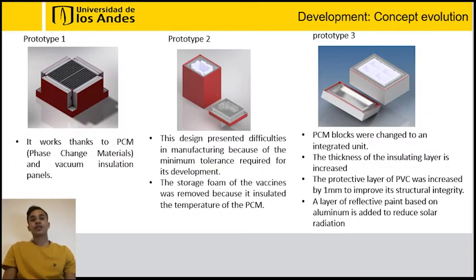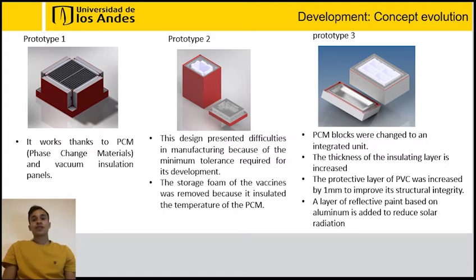Development and evolution of the concept. Below are presented the iterations performed before reaching the final concept, within the things that were changed or improved. Some of the most important aspects were the complexity of manufacturing, material changes, and cooling systems.